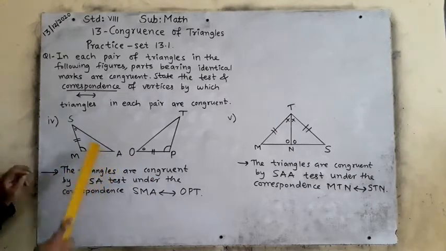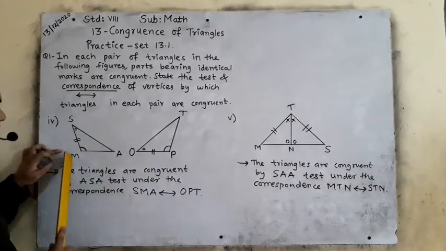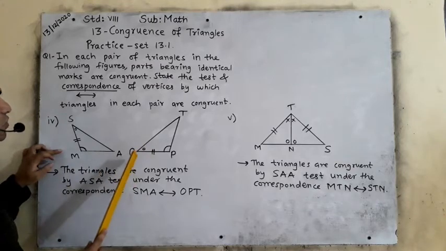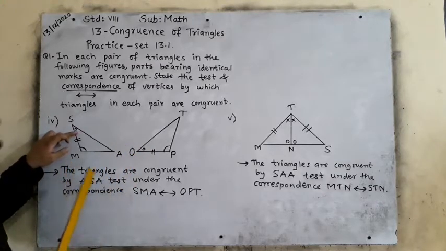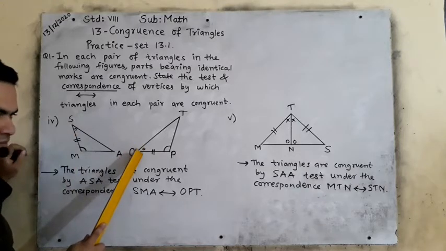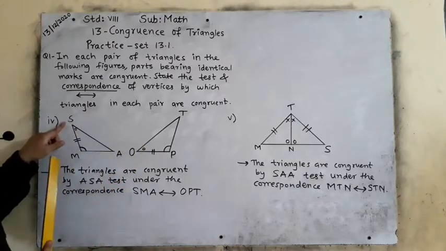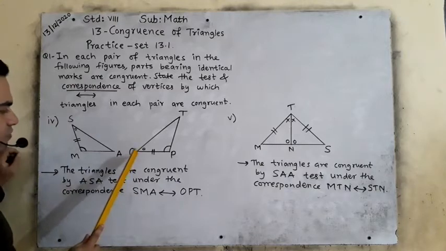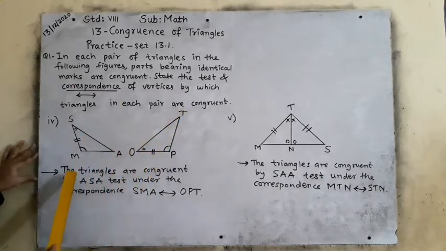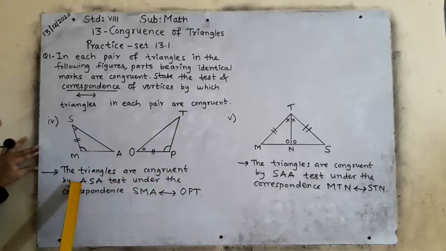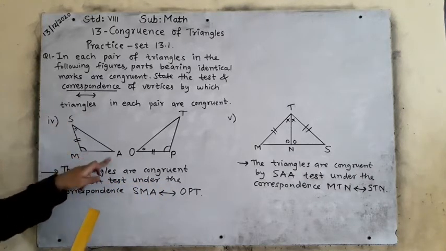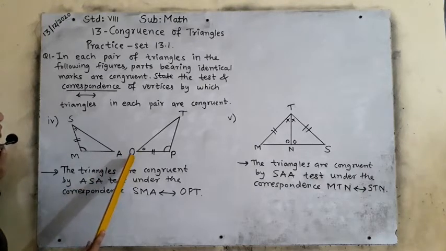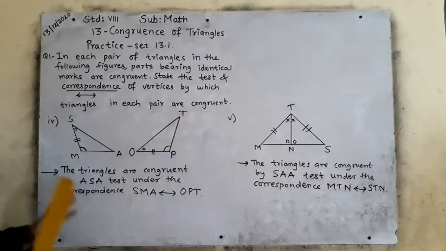So the triangles, see here, SMA is congruent to triangle OPT. O will come first. Why? See, this S has this symbol, here O has this symbol. It means if you are starting from SMA, you should go from OPT. So the triangles are congruent by angle, side, angle test under the correspondence of SMA correspondence to OPT. I hope you understood here.